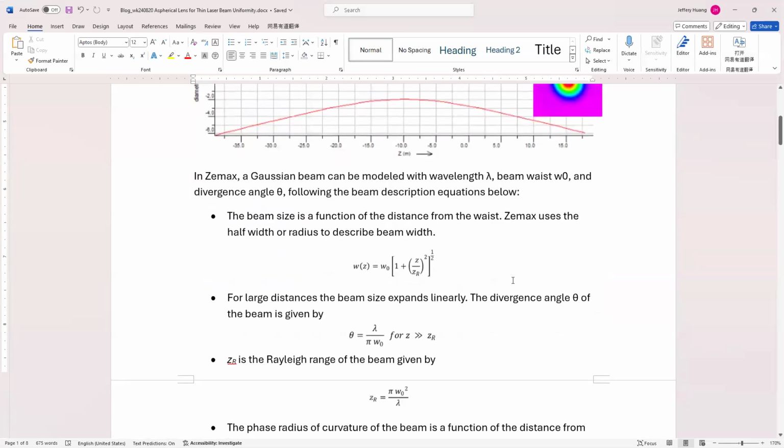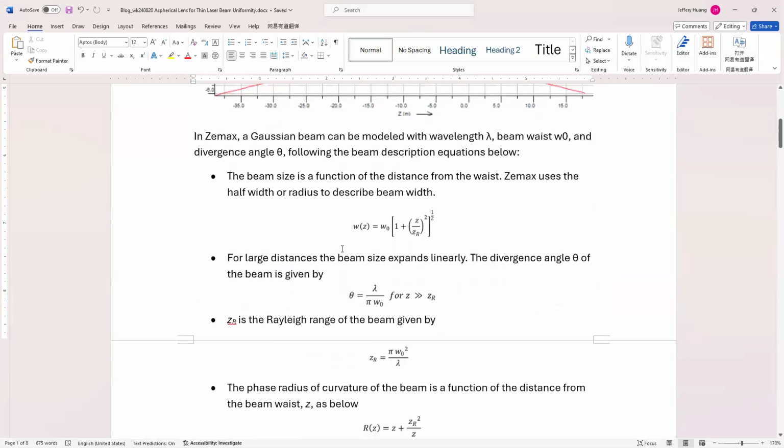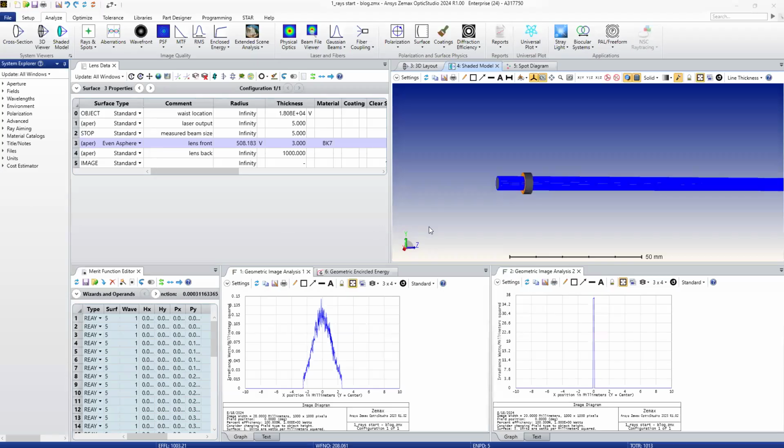So the Gaussian beam is defined with three key parameters: the waist here is omega zero, theta is the divergence angle, and ZR is the Rayleigh range here. When we have those definitions input in Zemax, we can have the incident light that is defined here.